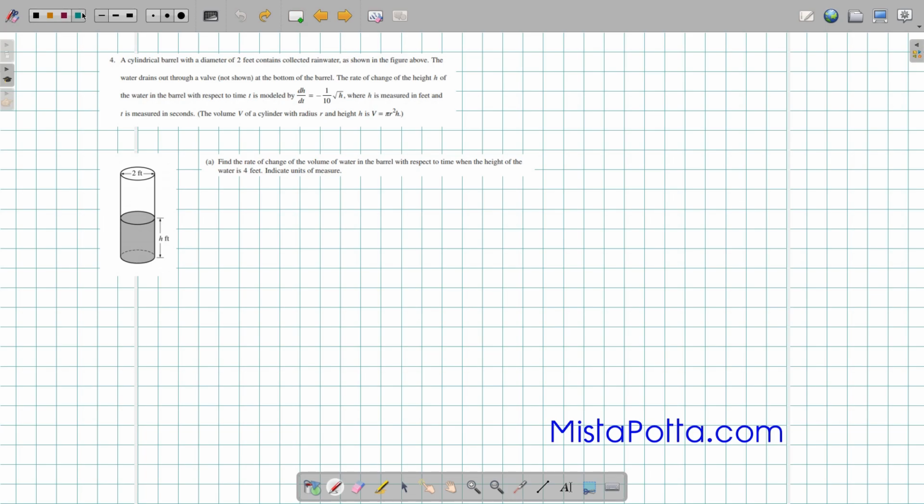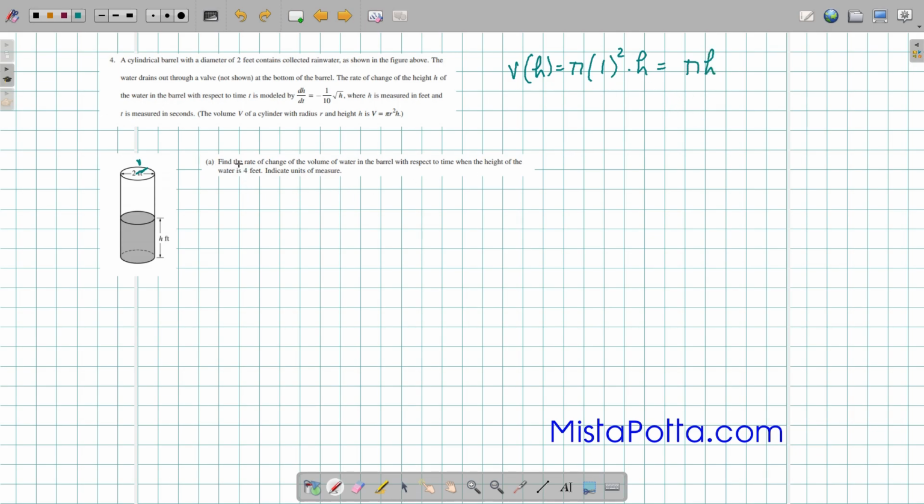And they give us the volume of a cylinder with radius r and height h is V equals pi r squared h. And I notice that my diameter is always 2 because it's a cylinder, which means my radius is always 1. So my volume as a function of h, and this is going to become important in here, is really pi times 1 squared times h, or just pi times h. This is my formula for volume.